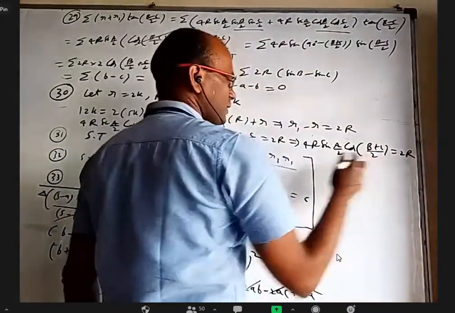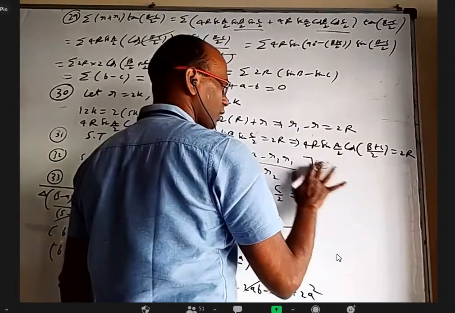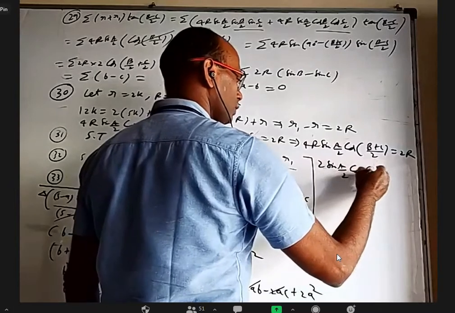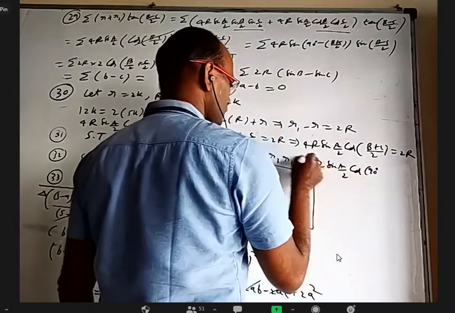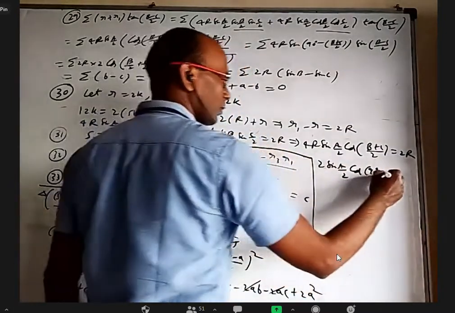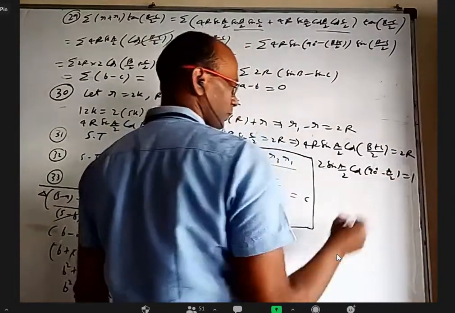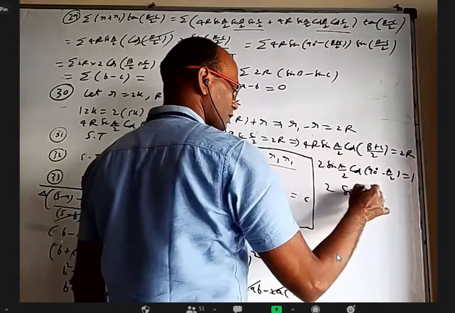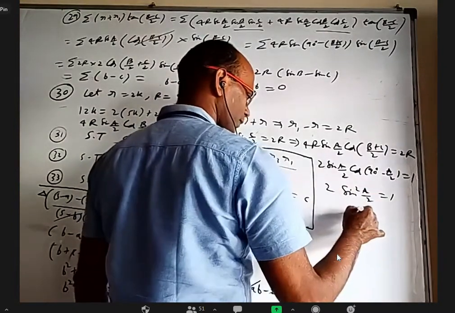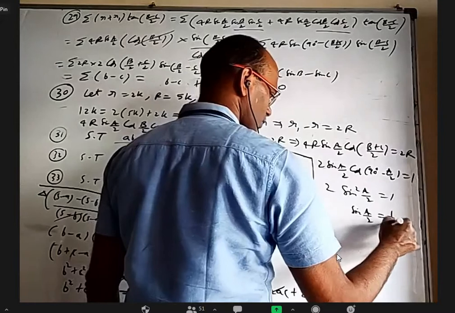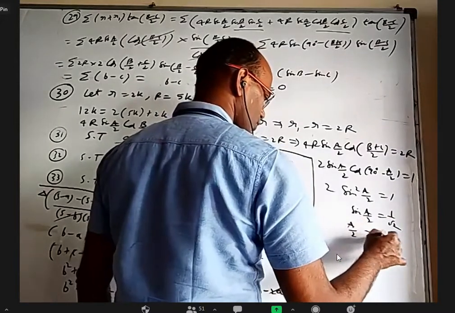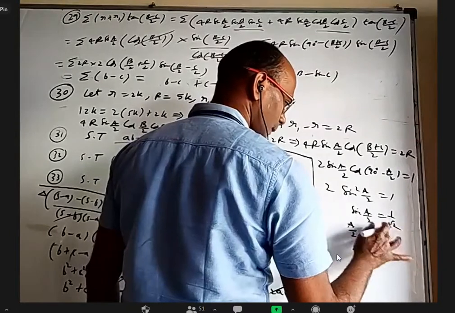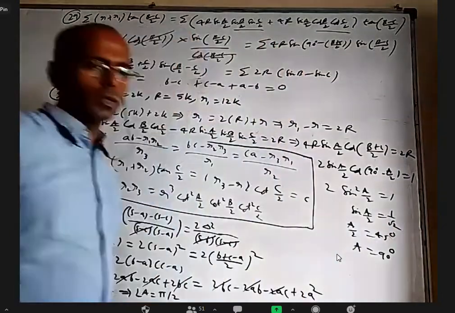Here you write 90 minus A by 2 and cancel 4R. We'll get 2 sin A by 2 cos (90 minus A by 2) is equal to 1. That is also sin A by 2. So 2 sin square A by 2 equals 1. Sin A by 2 is equal to 1 by root 2. A by 2 is 45 degrees, and A is equal to 90 degrees. Okay.